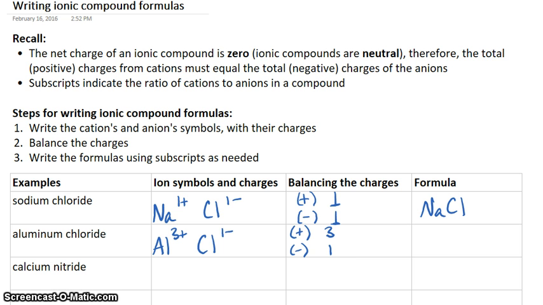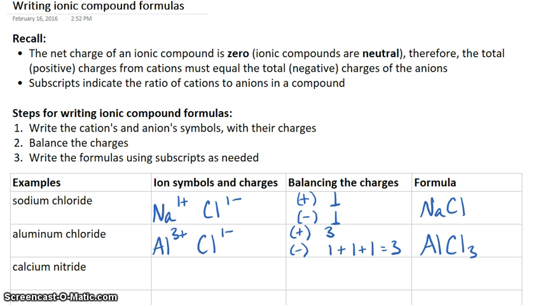So we can see that we'll need to have 3 chloride ions to equal the same amount of charges as the aluminum ion. So therefore, what we have as a formula is 1 Al and 3 Cls. So our formula would be AlCl3.